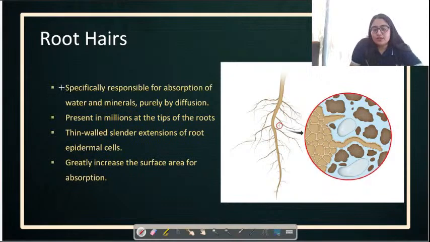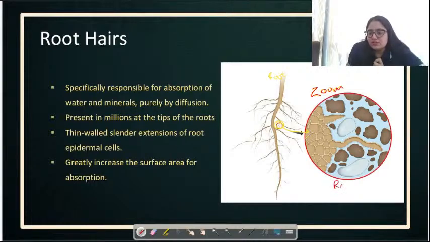So let me read out all this for you. If you notice this, students, let us focus first on this diagram. This is a beautiful diagram of a root, right? And these fine thread-like structures that you can see are the root hairs. And here is the root hair zoomed in. So this is the zoomed portion, and this is the zoomed-out portion of a root hair.